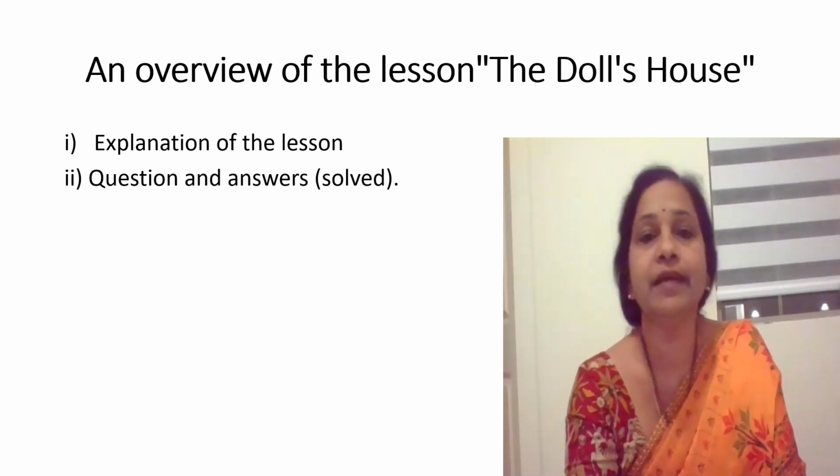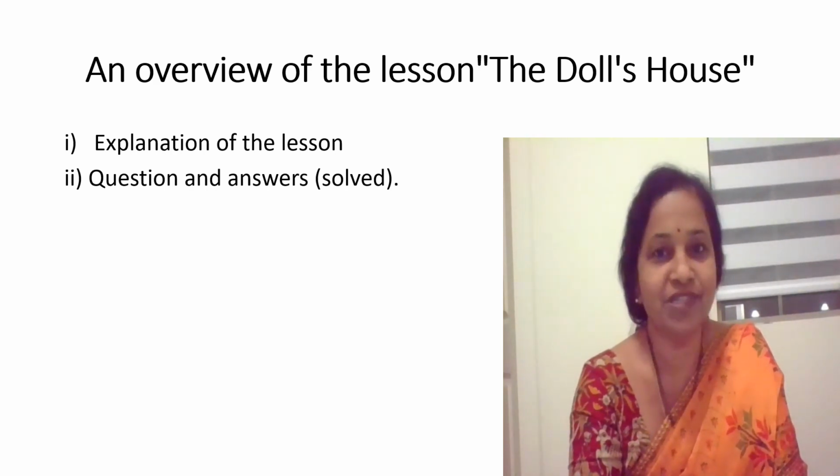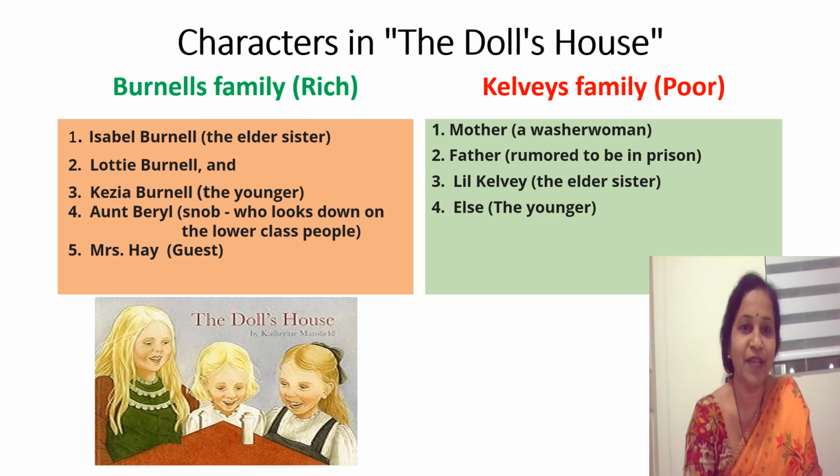First, I'll be explaining the lesson briefly, and then I'll be discussing the comprehension questions and answers with the solutions. Let us discuss the characters first in this story, The Doll's House. Why? Because without the characters, it'll be a little bit difficult to understand the story. There are two families in this story: the Burnell's family and the Kelvy's family. The Burnell's family are very rich, and the Kelvy's family are very poor. So there is a kind of discrimination between the rich and the poor in this lesson. This is the gist of the lesson.